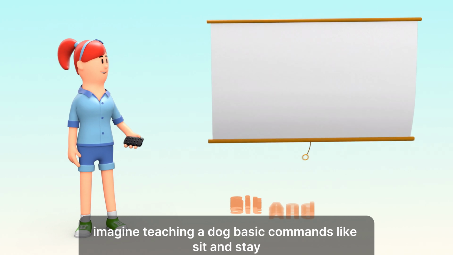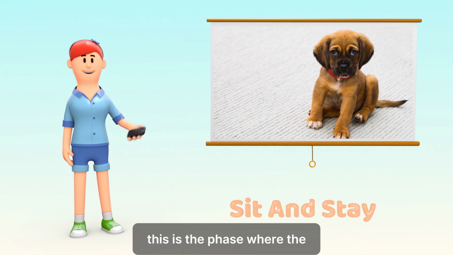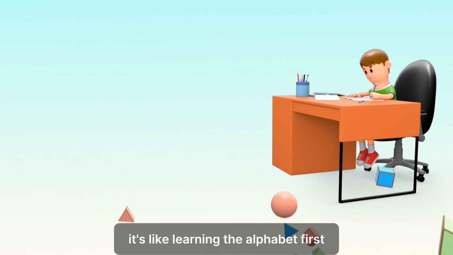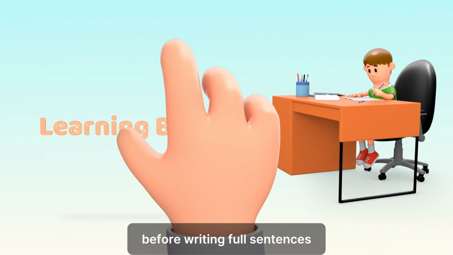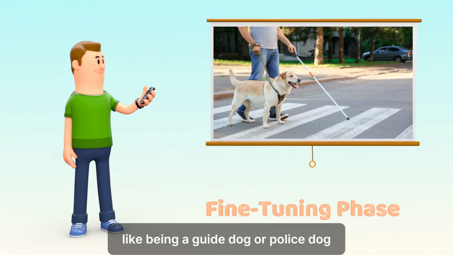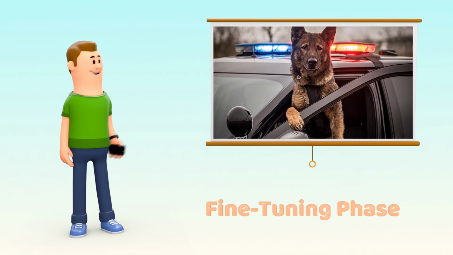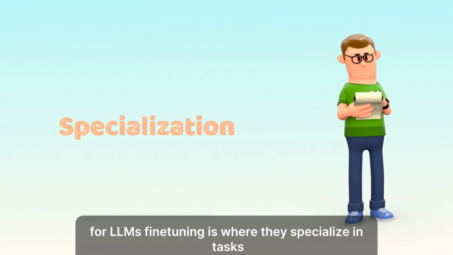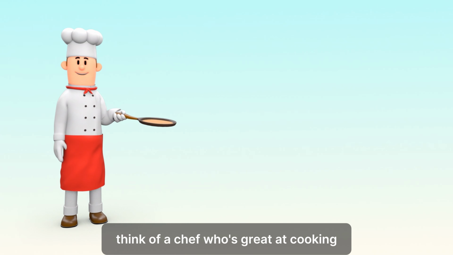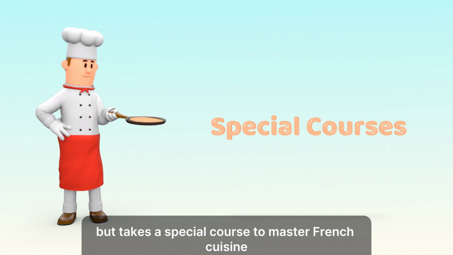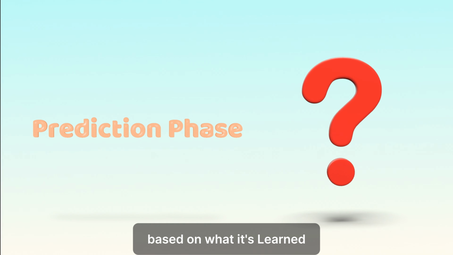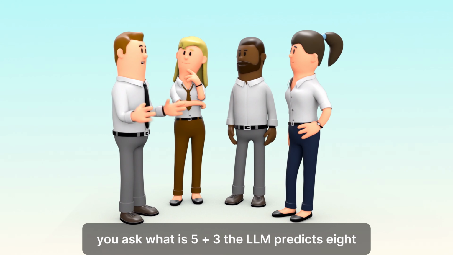Imagine teaching a dog basic commands like sit and stay. This is the phase where the LLM learns general language skills. It's like learning the alphabet first before writing full sentences. Now, imagine training the same dog for a specific job, like being a guide dog or police dog. For LLMs, fine-tuning is where they specialize in tasks like summarizing articles or answering customer questions. Think of a chef who's great at cooking, but takes a special course to master French cuisine. When you type a question, the model predicts the most likely answer based on what it's learned. You ask, what is 5 plus 3? The LLM predicts 8.